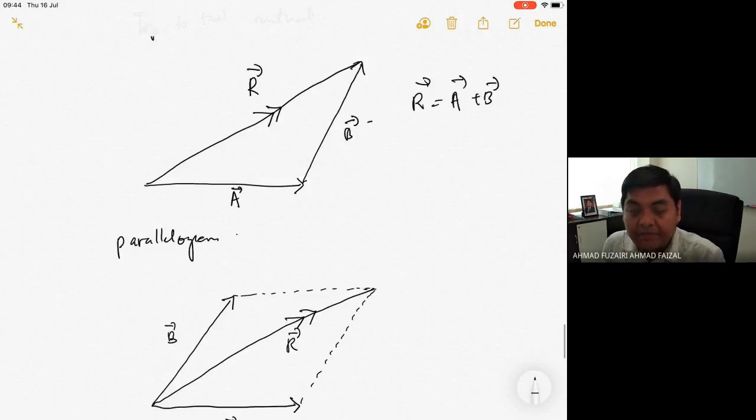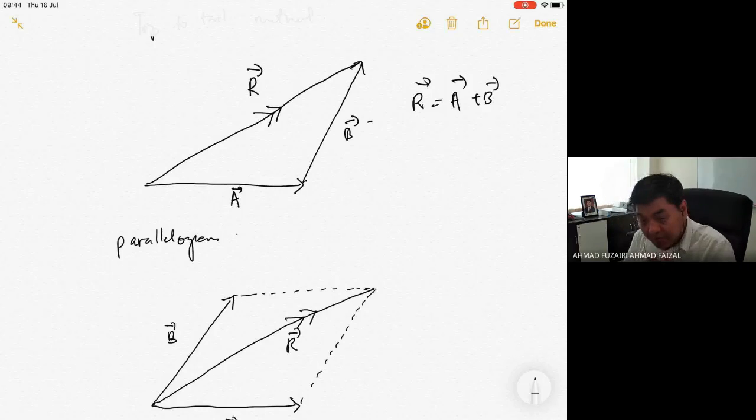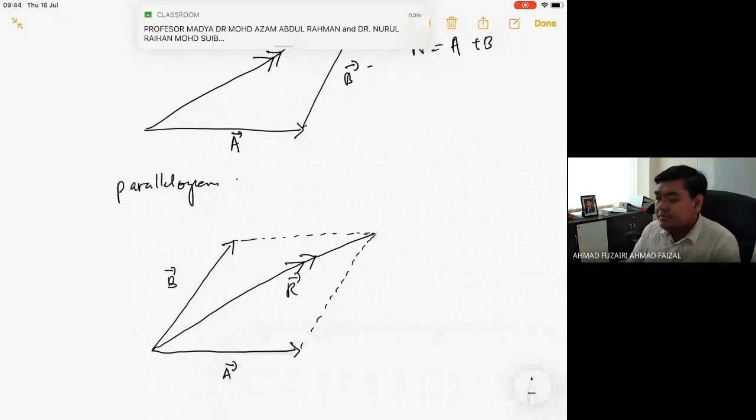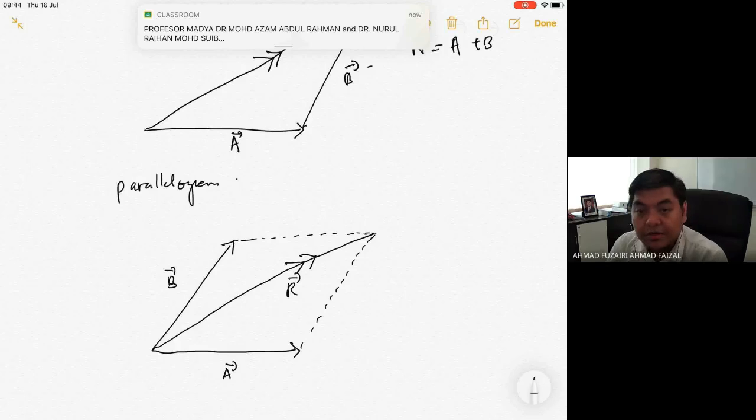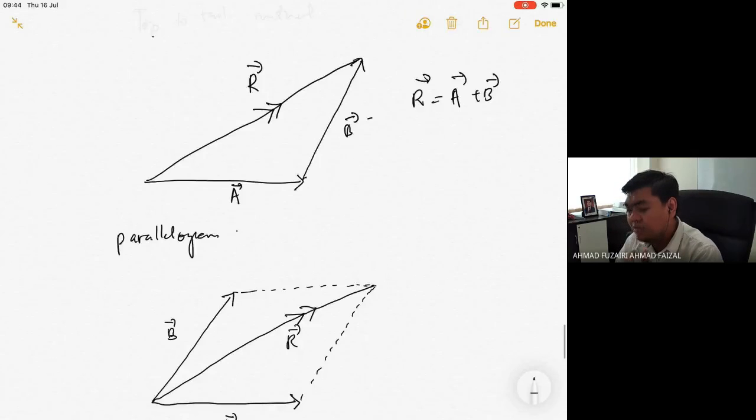And of course, if you are drawing a vector, not just like me, you must use a scale. Use a ruler to draw this. I just want to show you. Well, this one is also there, but never mind. So you must use a ruler, so you can have two exact answers using the two different methods: the parallelogram and the tip-to-tail method.